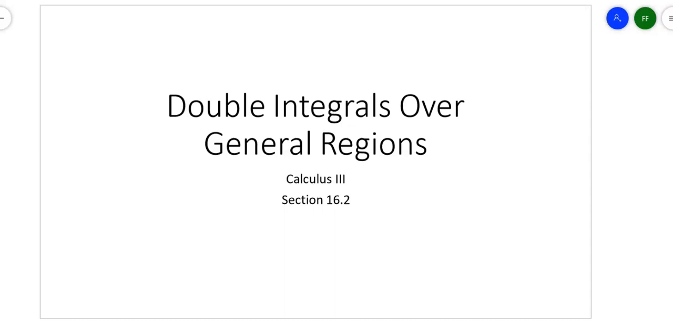In the last section, we took a look at double integrals over rectangular regions. Those are easy. There are constants on both ends. They made a nice rectangle in the base. But the reality is most of the time when you do double integrals, you're not going to be integrating over rectangles in the base. There's going to be something else there.